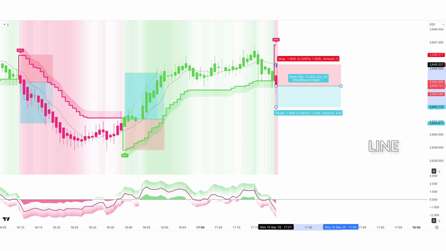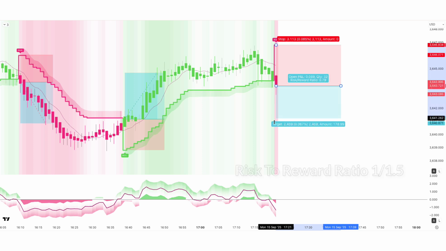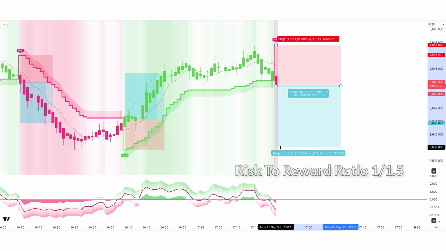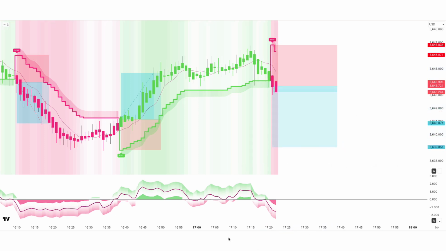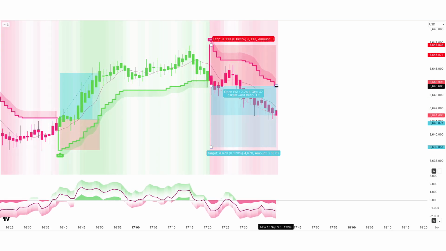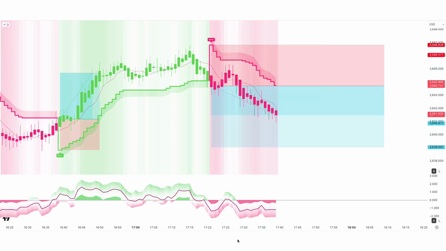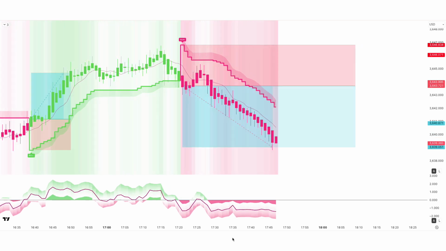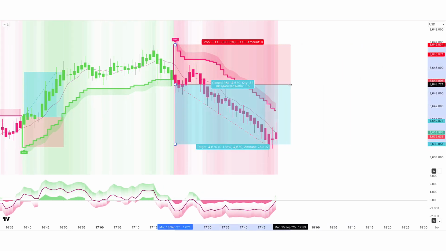Our stop loss is to be placed at the pink line. And the risk to reward ratio will be 1 is to 1.5. Let's see what happens to our trade. Our trade is running in profit. We have won the trade. Let's find the next trade.